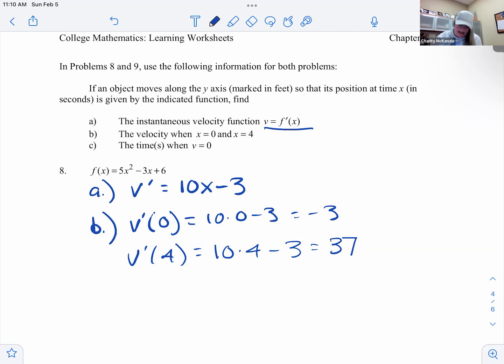And then C says, what's the time when the velocity is 0? So this is the same as the horizontal. It's asking when the velocity is 0. Well, velocity is derivative. So where is the derivative equal to 0? Well, we'd add the 3 over, divide by the 10, and we have 3/10. So at 3/10 time, the velocity is 0.